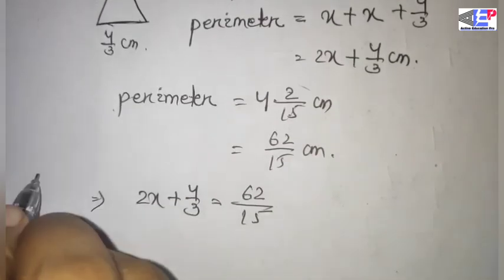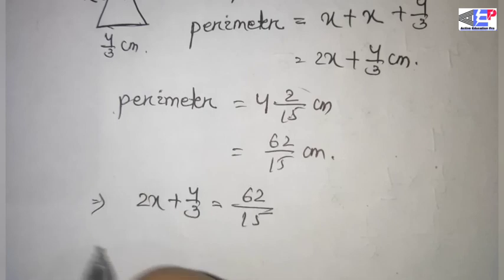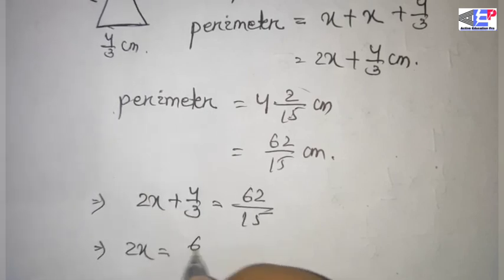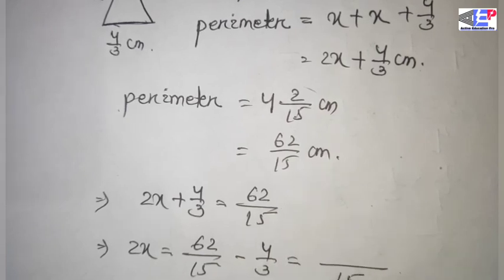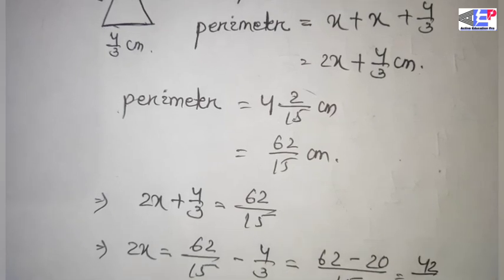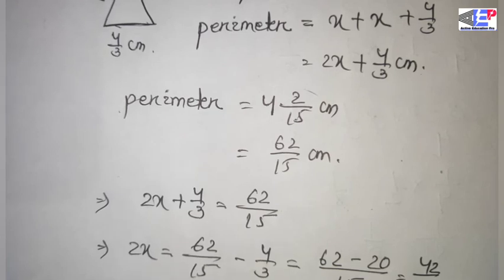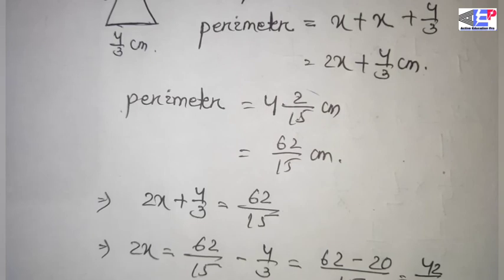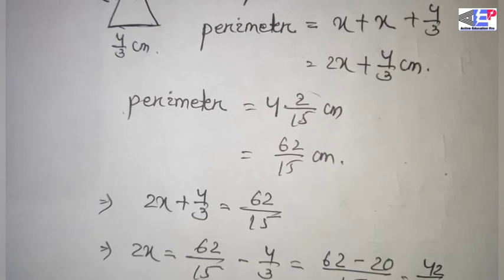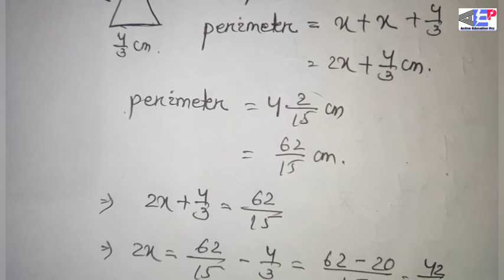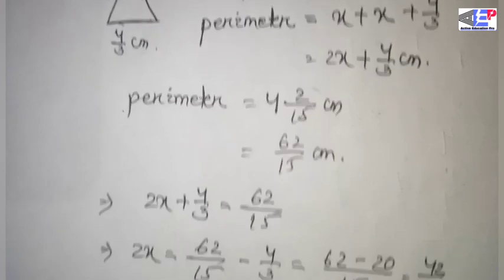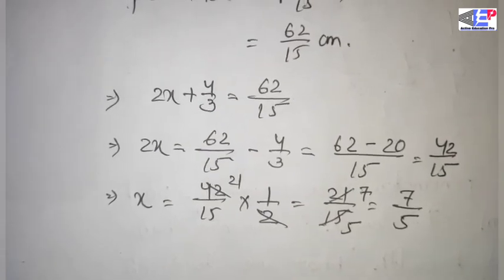Now solve it. 2x plus 4 by 3 is 62 by 15. So 2x is 62 by 15 minus 4 by 3, which becomes 62 minus 20 over 15, 42 by 15. Then x is 42 by 15 into 1 by 2. 2 twenty-ones are 42, so 21 by 15, which becomes 7 by 5. 3 sevens are 21, 3 fives are 15. And finally the answer is x is equal to 7 by 5.